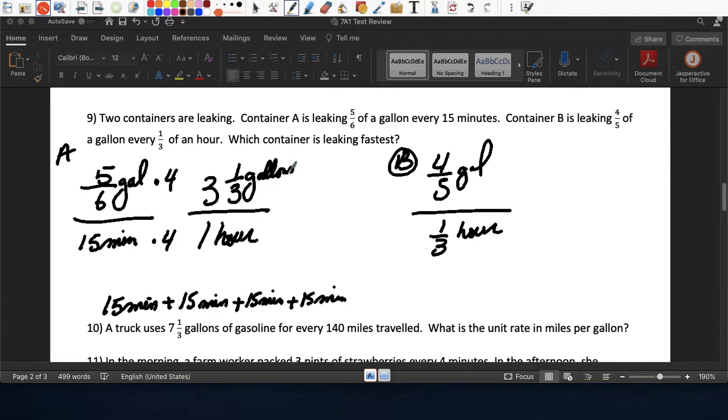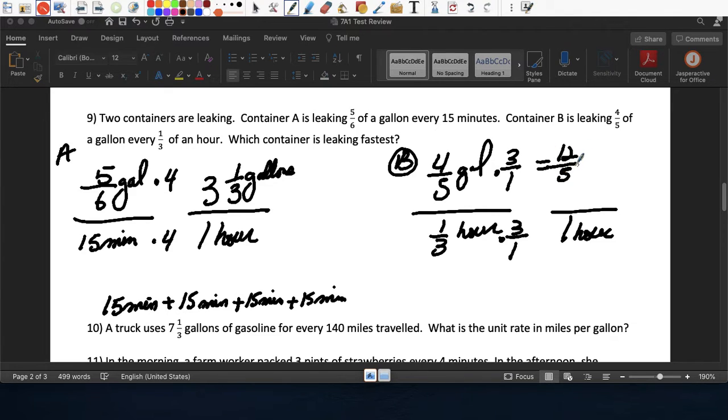That's a lot of water that you're losing. This one is in a fraction format, so it makes it a little bit easier for me. How do I change that to 1 hour? Well, the reciprocal is 3 over 1. So 4 times 3 is 12, so we're going to get 12 over 5.